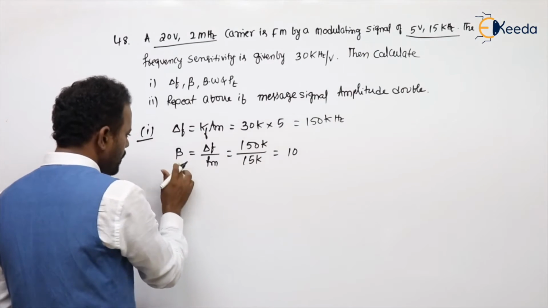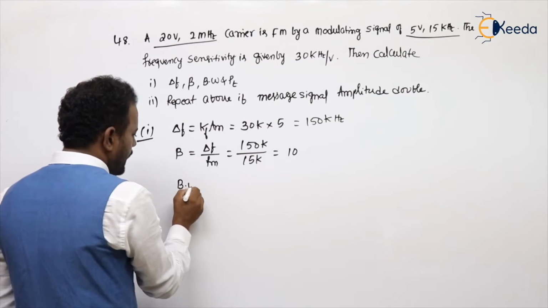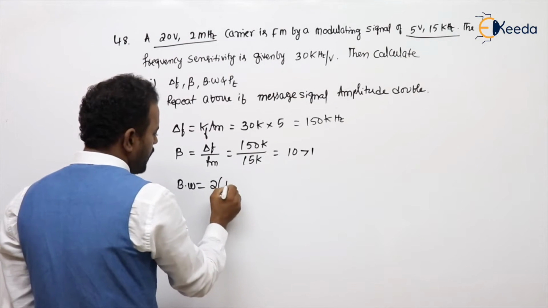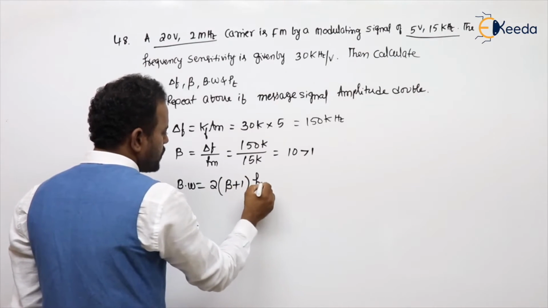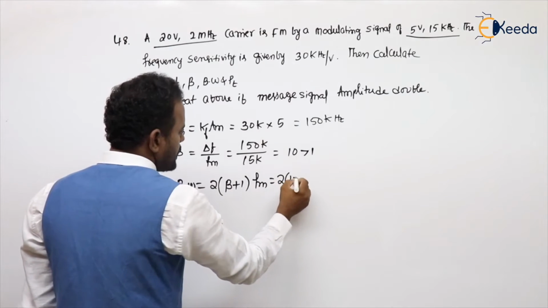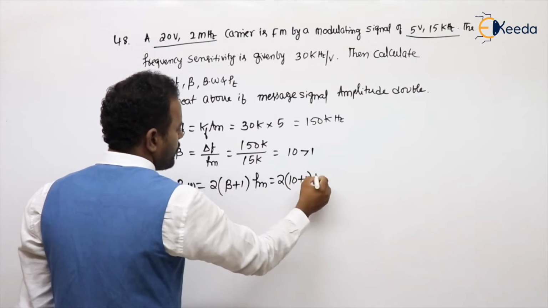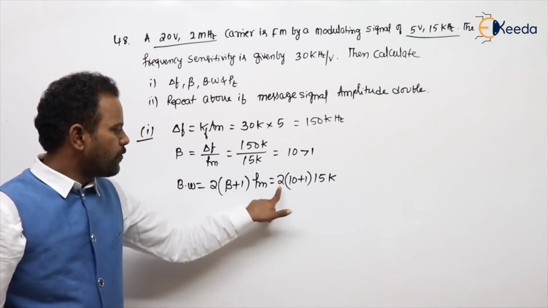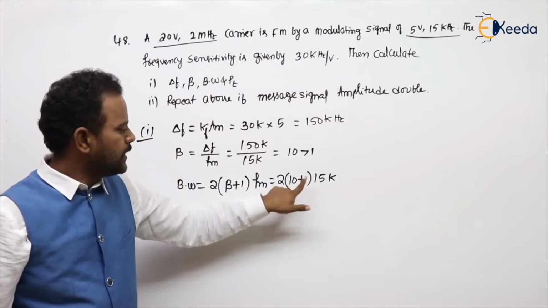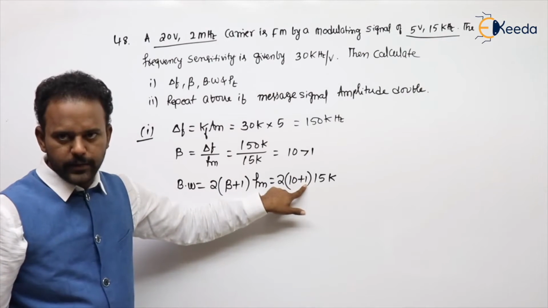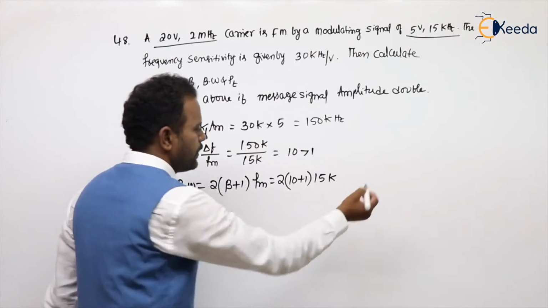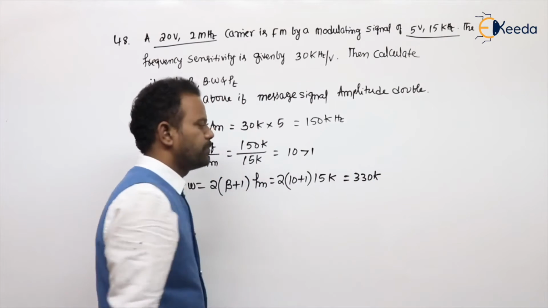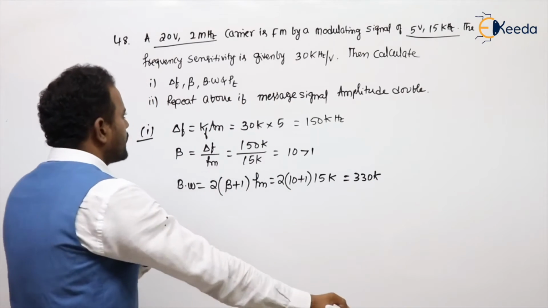Next, after beta, bandwidth. Beta is greater than 1, so it is wideband FM. The bandwidth formula is 2 times (beta plus 1) into Fm. That is 2 times (10 plus 1) into Fm. What is the Fm value? 15. So 15 into 2 is 30, into 11. Are you getting my point or not? 30 into 11 means 330 kHz. Got my point?